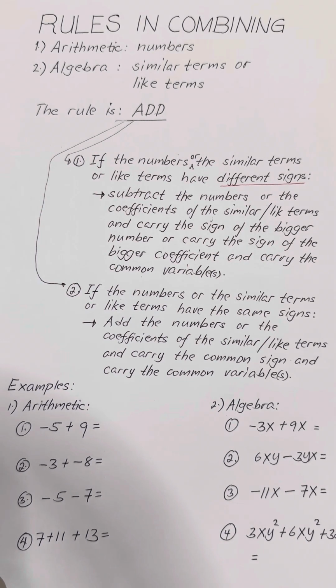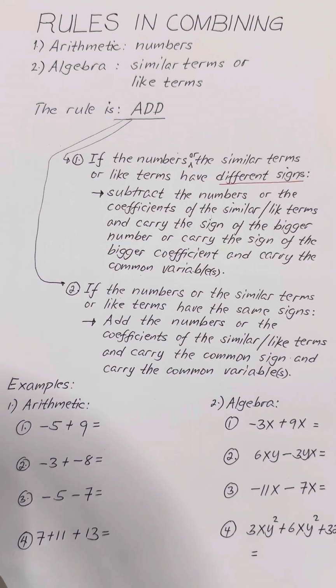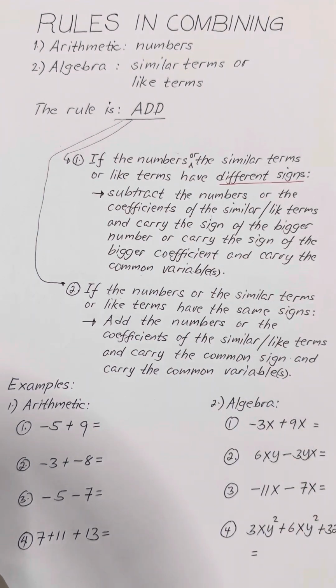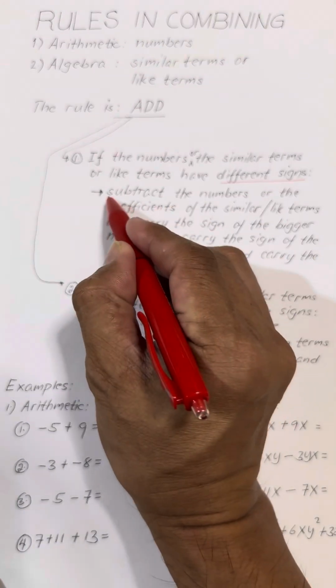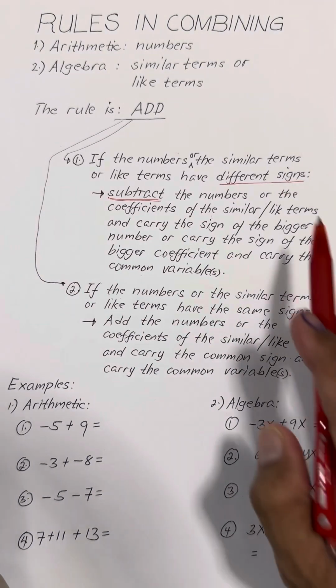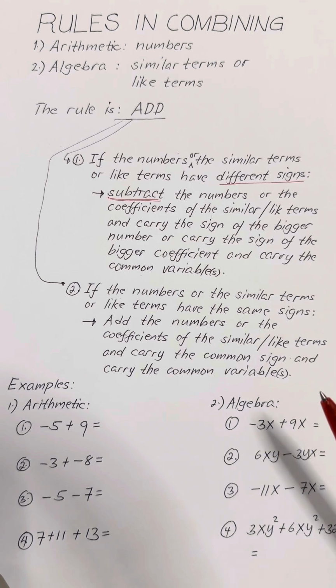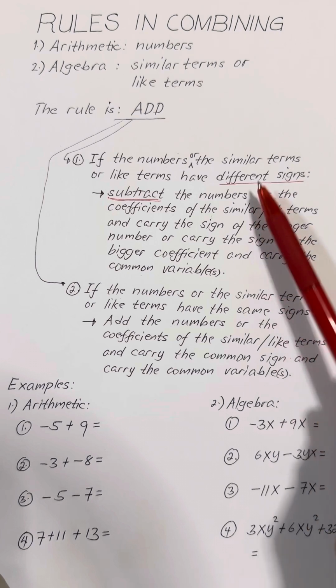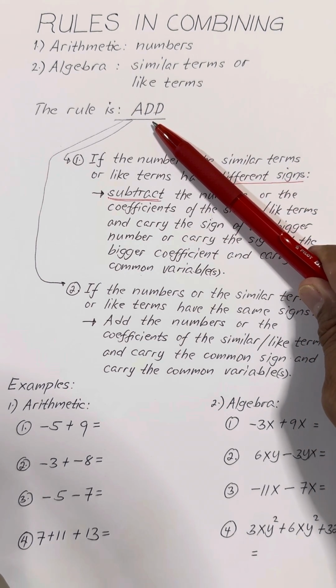As mentioned in the previous video, if the numbers or the similar terms or like terms have different signs, there's another rule, which is to subtract. So subtract the numbers or the coefficients of the similar or like terms and carry the sign of the bigger number or the bigger coefficient. And in the case of algebra, carry the common variables. So that is rule number 1 under the rule which is to add.